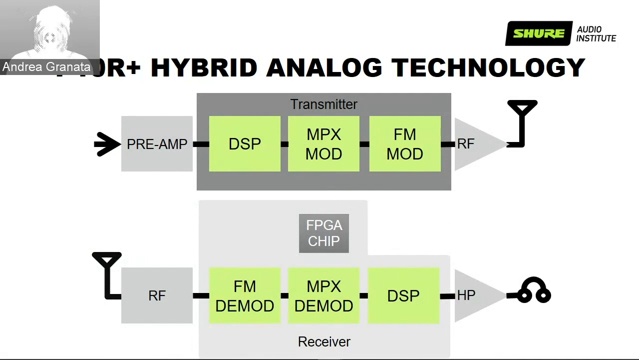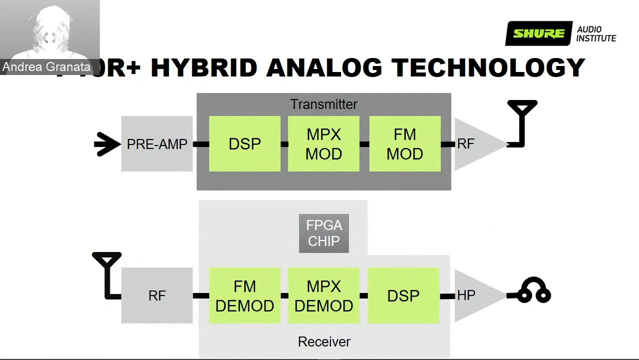So as you can see, we have an input stage where we have a preamp that is managing our signal. Then we have a DSP where we can perform different operations. That is digital. Then we go to multiplex modulation, FM modulation, and then we broadcast the signal.